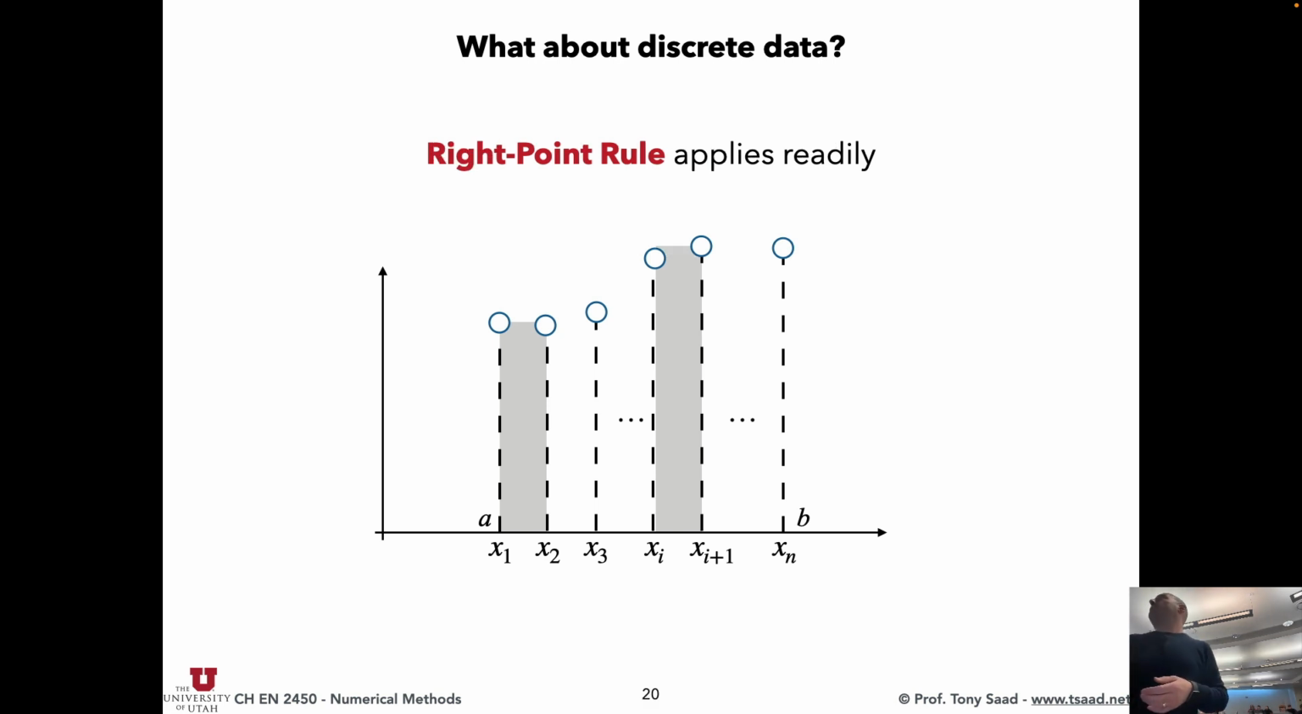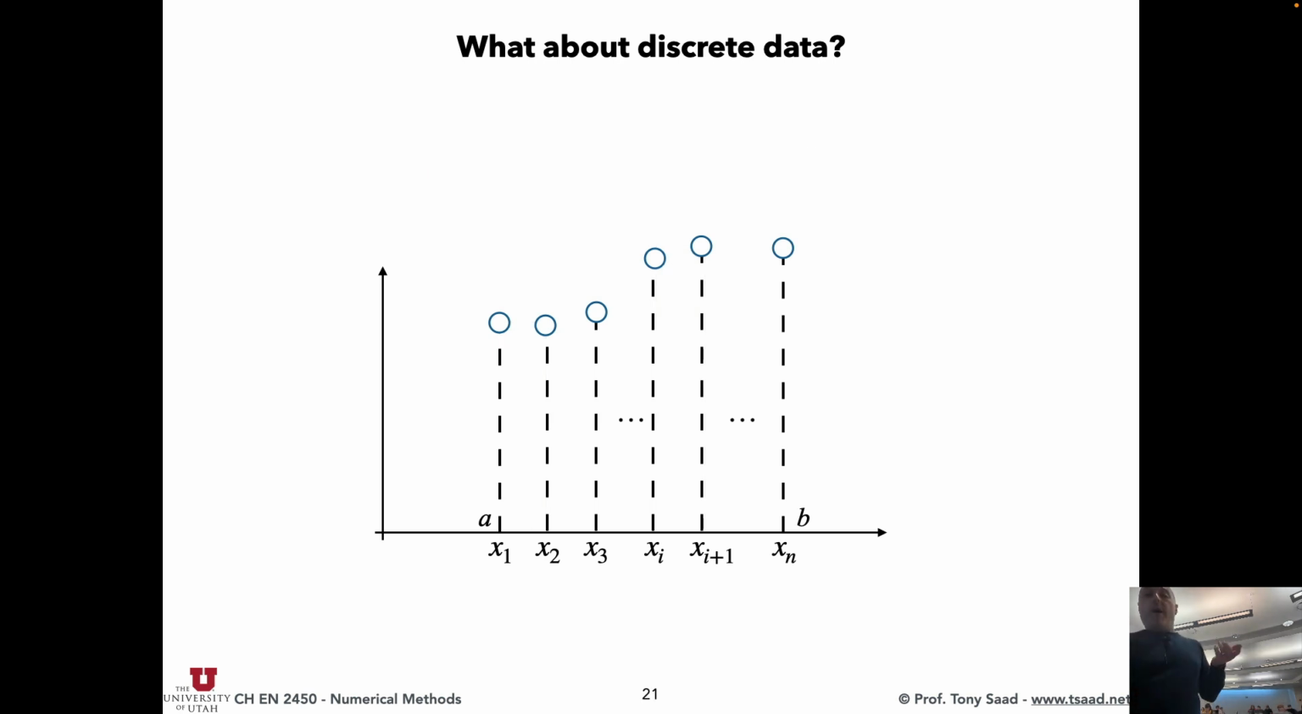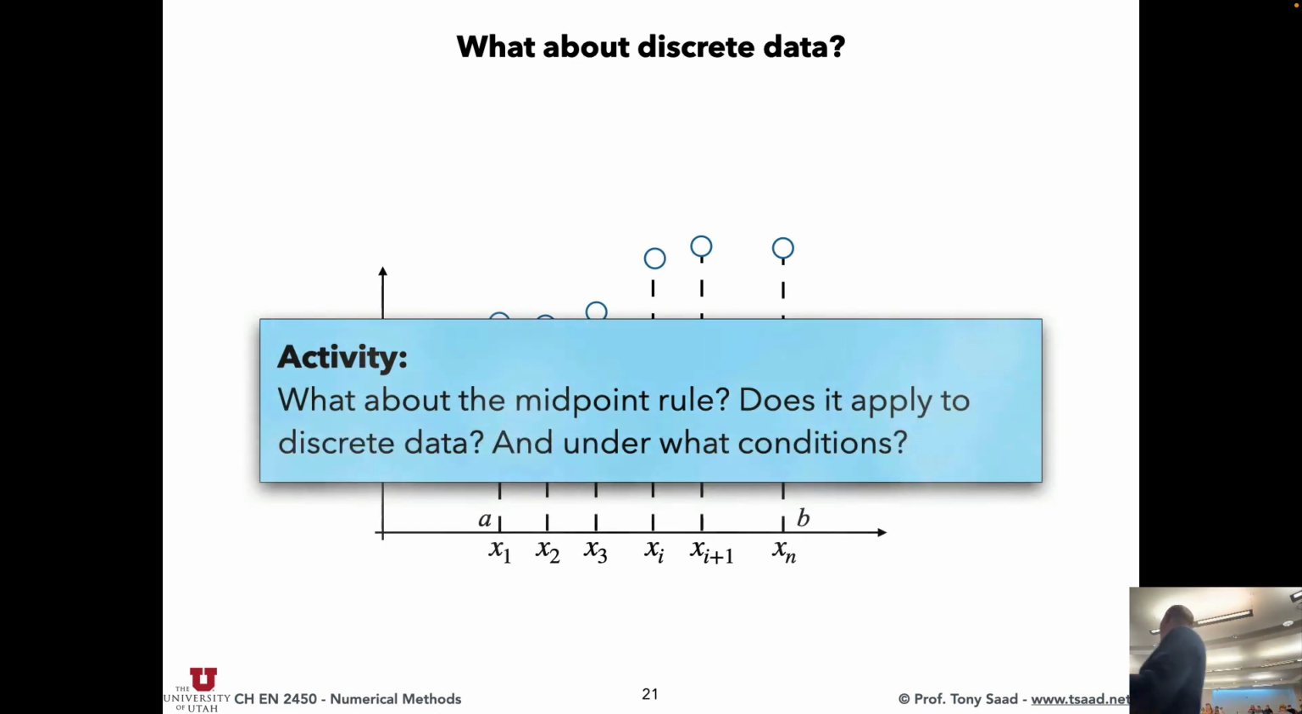The right point rule also applies readily, because all you need to do is go through data pairs. Whether those data are equally spaced or not doesn't matter. You just have to pick either the left point or the right point. Okay. Now, what about the midpoint rule? Kind of gave you the answer.